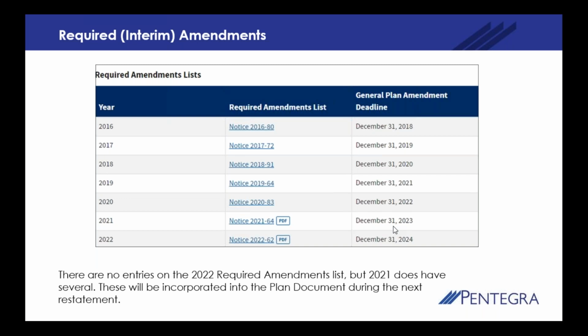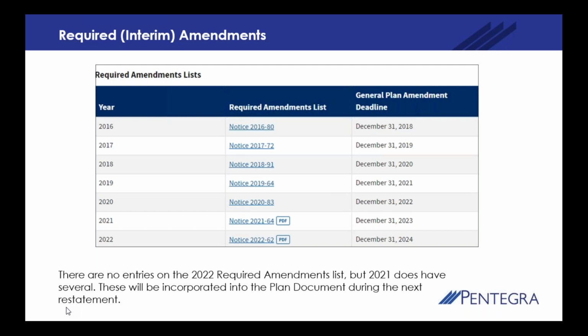We've got any voluntary amendments that occurred along the way. We've got required amendment lists that are published each year that also have a deadline. And then we've got the restatement, which is the last thing that I've listed down here. I said these will be incorporated into the plan document during the next restatement.